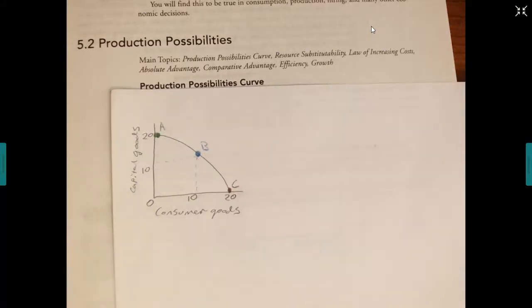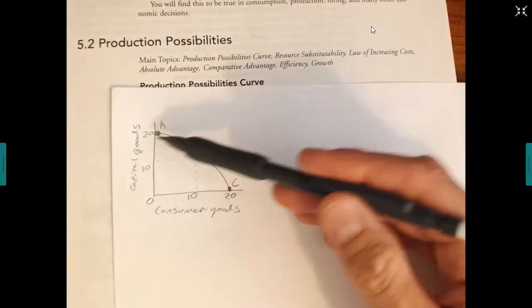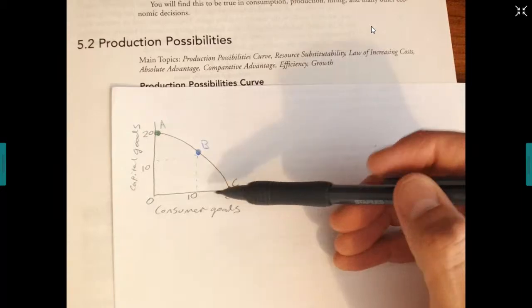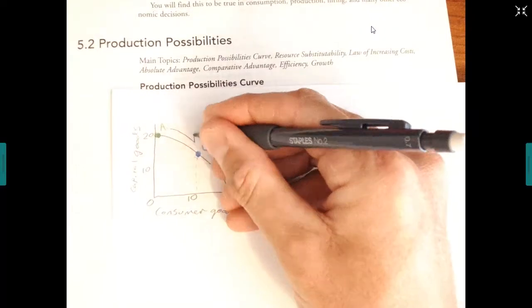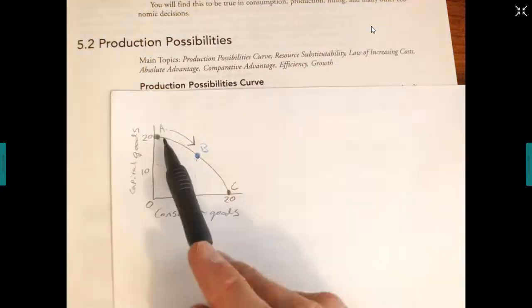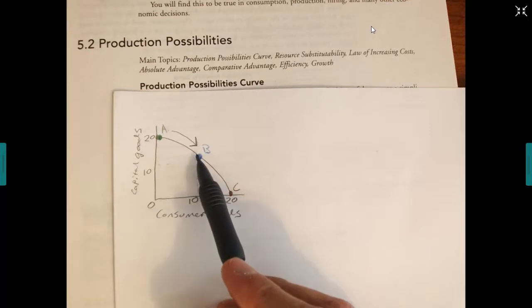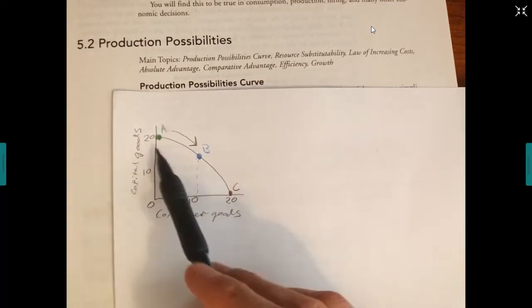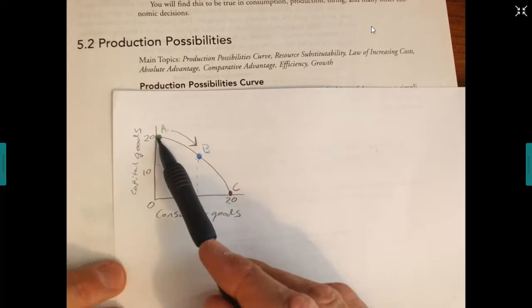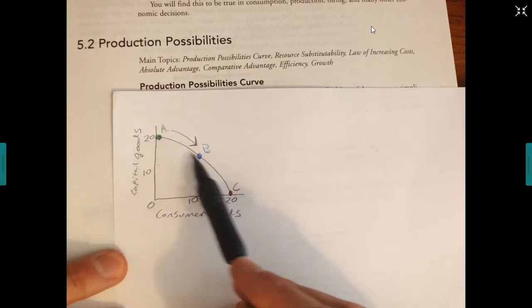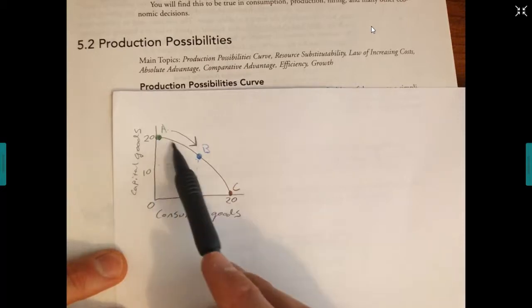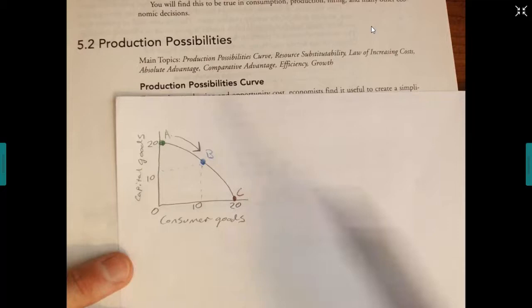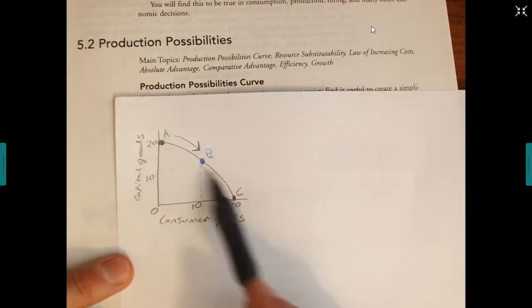There's a trade-off here. The economy can produce at any one of these points, A, B, or C, but they can't do all three at once. So by moving from A to B, they're going to give up capital goods and gain consumer goods. That is their opportunity cost, losing out on capital goods. But that's what happens in a society. You don't have an infinite ability to make anything.